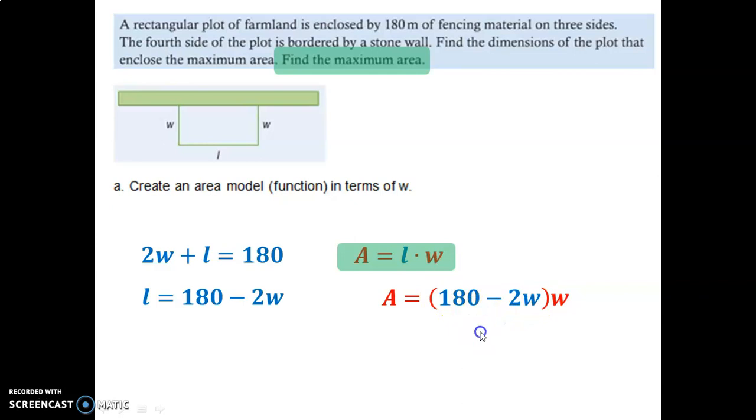Simplify that further and we have this area equation. Notice now that this area model has only W on this side. So we've created an area model in terms of W. Again, that is one of our main goals when we solve optimization problems, to be able to do that. Take two equations, combine them into one, and the one that you have here is the one you're going to optimize to find a max or min. Okay, so let's keep going.